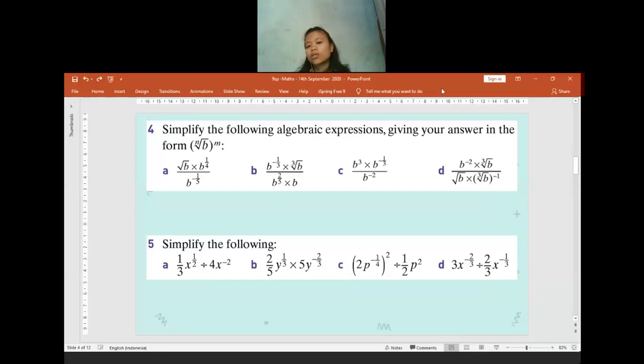Square root of b, we can change it into b to the power of how many? Square root of b. It will be b to the power of how many? Not b to the power of 1. Teacher, 2. Yes, Dave, 1 by 2. It will be b to the power of 1 by 2. Yes, a half, correct.